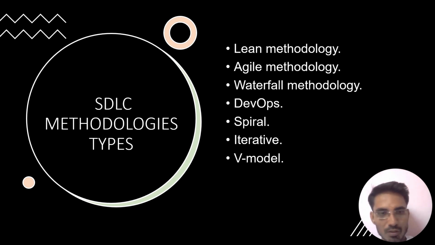Okay. Then our next topic is SDLC methodology. What is SDLC methodology? There are multiple types of SDLC methodology like Lean, Agile, Waterfall, DevOps, Spiral, Iterative, and V model. Nowadays most companies follow Agile methodology. Earlier they followed Waterfall or Lean methods. We will discuss Agile methodology in the next slide.